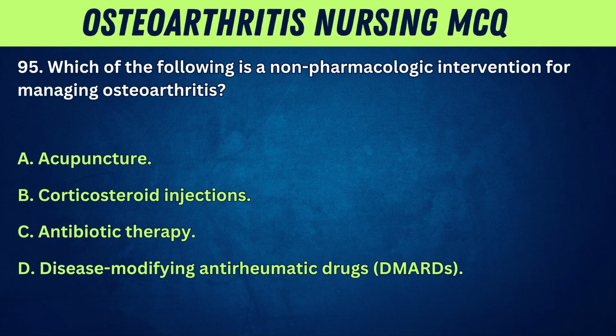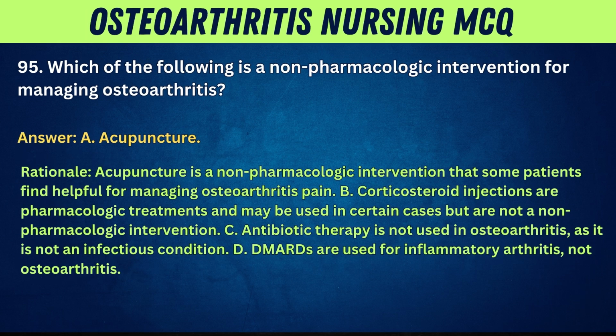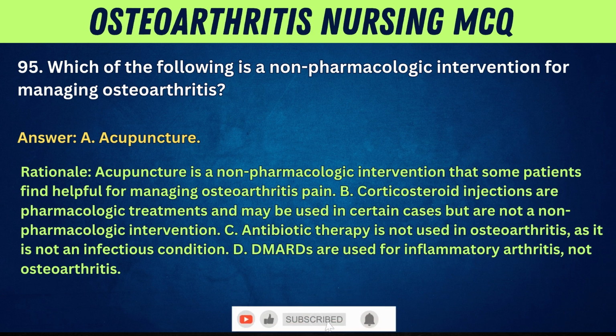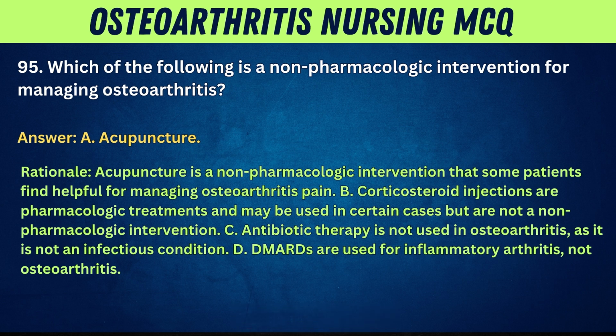C. Antibiotic therapy. D. Disease-modifying antirheumatic drugs, DMARDs. Answer: A. Acupuncture. Rationale: acupuncture is a non-pharmacologic intervention that some patients find helpful for managing osteoarthritis pain. B. Corticosteroid injections are pharmacologic treatments and may be used in certain cases, but are not a non-pharmacologic intervention. C. Antibiotic therapy is not used in osteoarthritis, as it is not an infectious condition. D. DMARDs are used for inflammatory arthritis, not osteoarthritis.